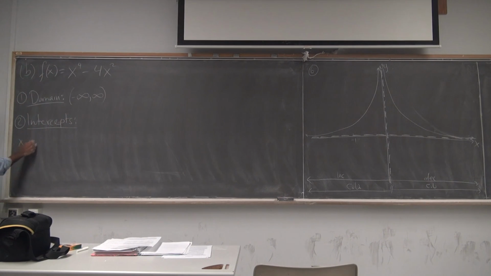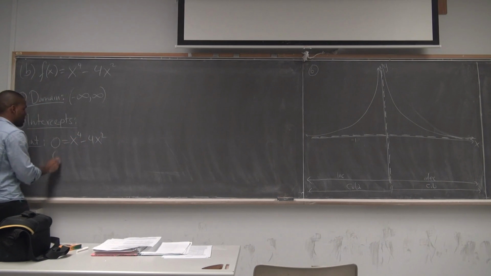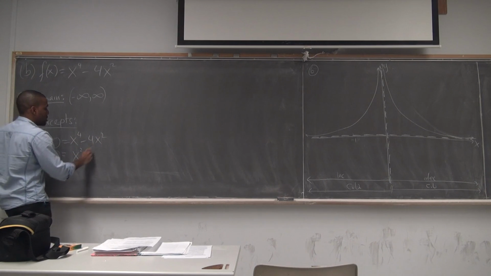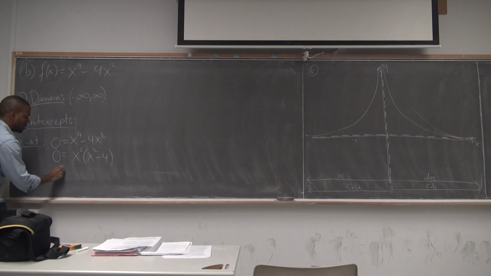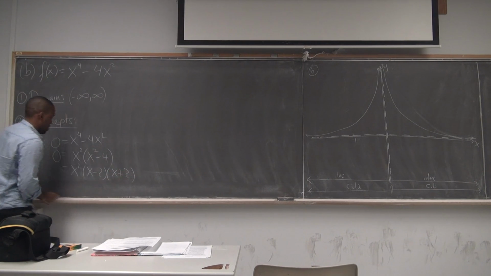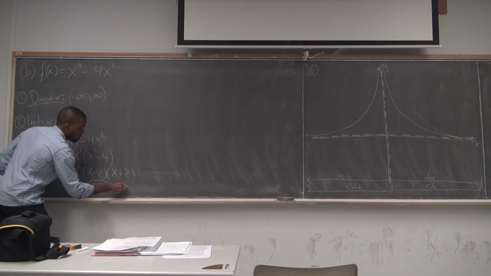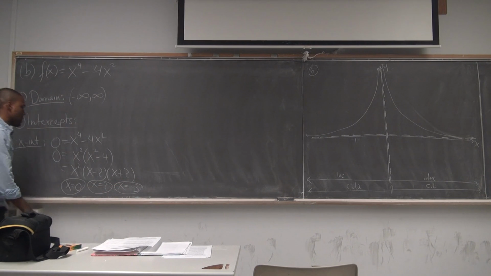So let's find the x-intercept. Remember how we do that? You set y equals 0, solve for x. So that means 0 is equal to x to the 4th minus 4x squared. I'd factor out x squared. I can factor further. So I get x equals 0, x equals 2, or x equals minus 2. Those are my x-intercepts. Make sure you point that out because you're specifically asked for it. Here are my x-intercepts.